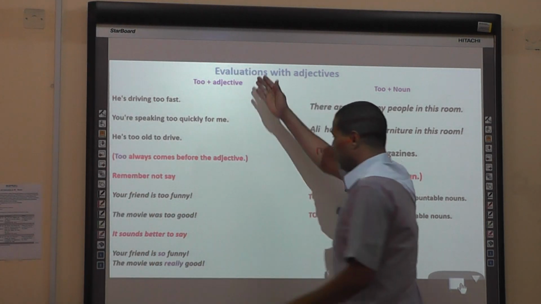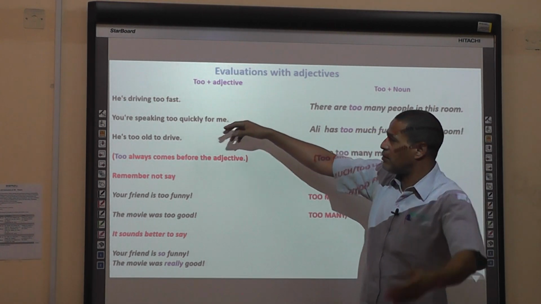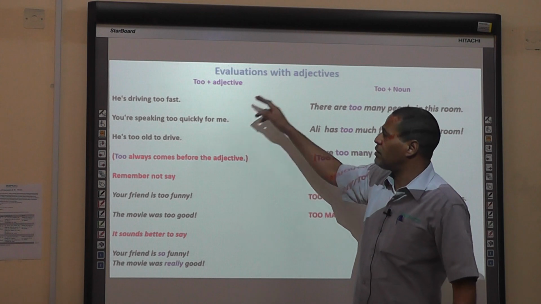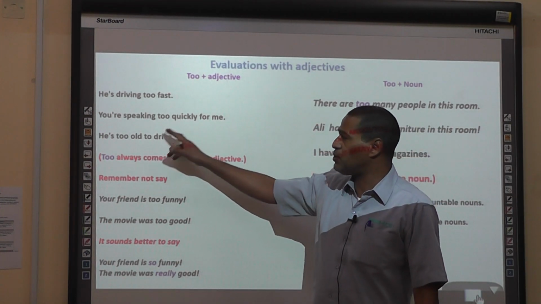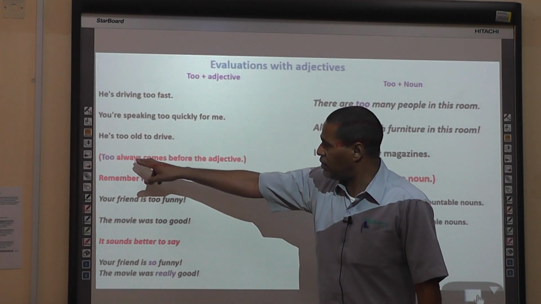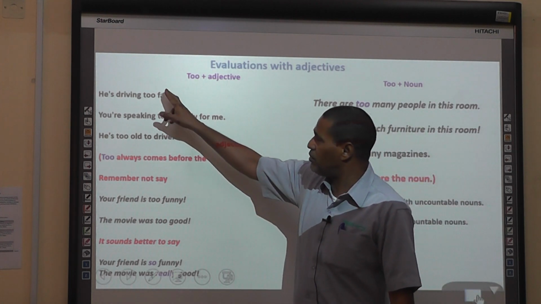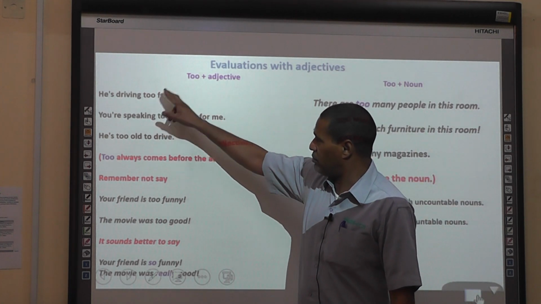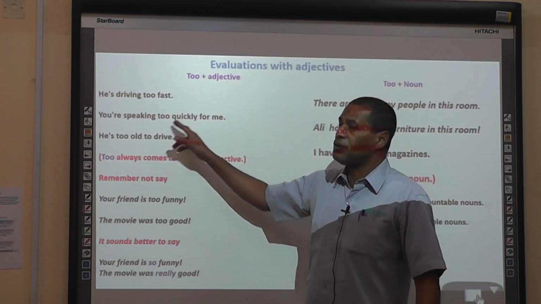So here on this side: "He is driving too fast." "You are speaking too quickly for me." "He is too old to drive." As you can see, "too" always comes before the adjective. Too fast, too quickly, and too old.